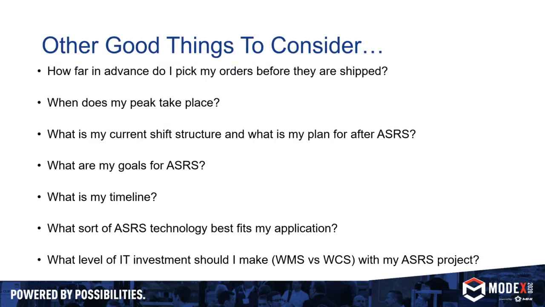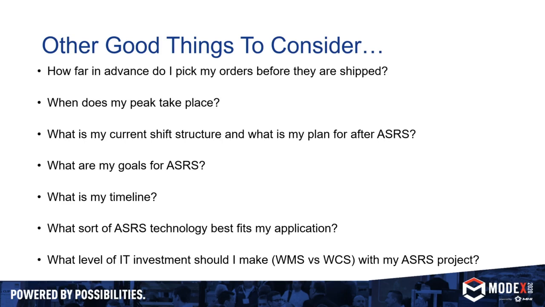How far in advance do I get my orders before I pick them? That's very important for throughput, and there are a lot more detailed things that go into development of the system. When does my peak take place? Obviously, a lot of people have the Black Friday peak. Other people's peaks coincide with their specific businesses. When am I seeing that? How do I attack it? How do I build the system to incorporate it?